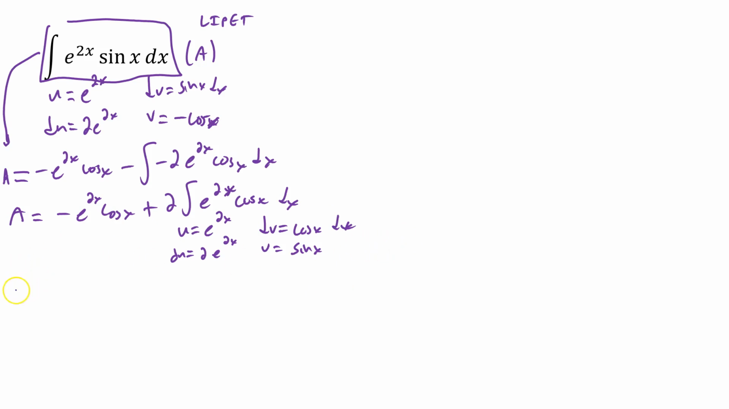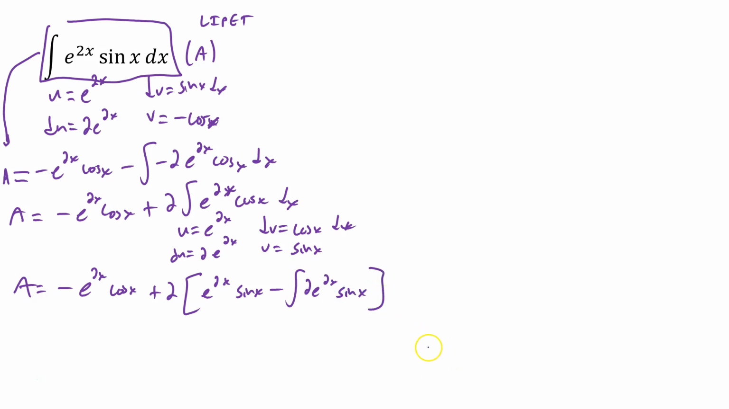Okay, so now I have a is equal to negative e to the 2x cosine x plus 2 times, I'm going to do integration by parts on the inside here. So I'm going to have uv, which is e to the 2x sine x, minus integral of v du. So v du is going to be 2e to the 2x sine x.